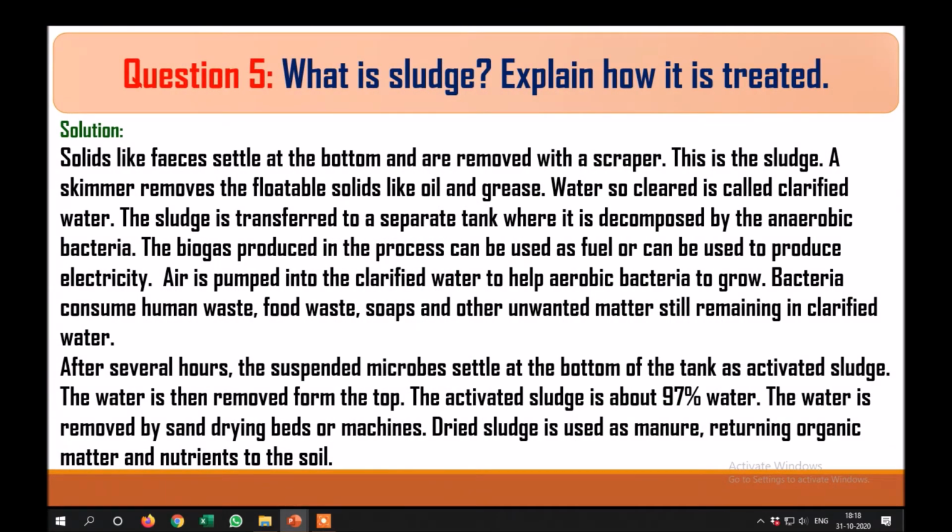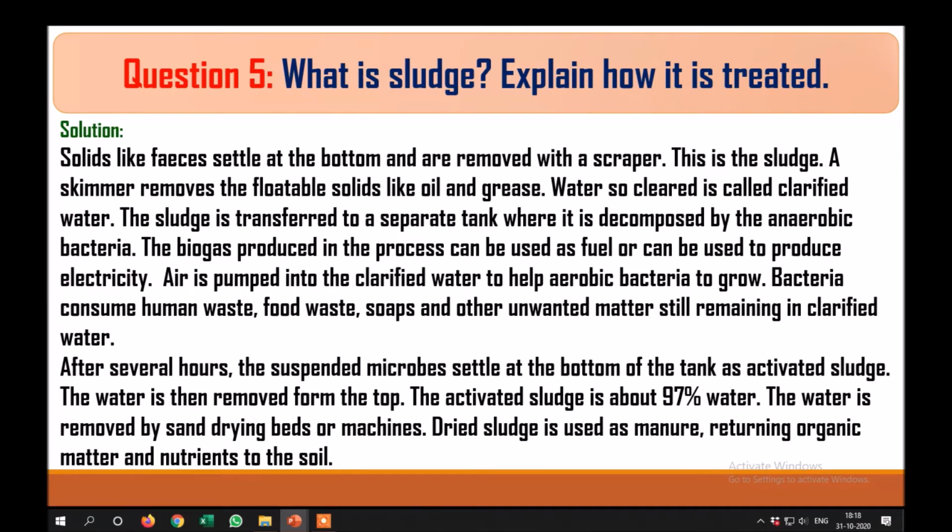The next question is, what is sewage? Explain how it is treated. So the answer is, solids like feces settle at the bottom and are removed with a scraper. A skimmer removes the floatable solids like oil and grease. Water so cleared is called clarified water.